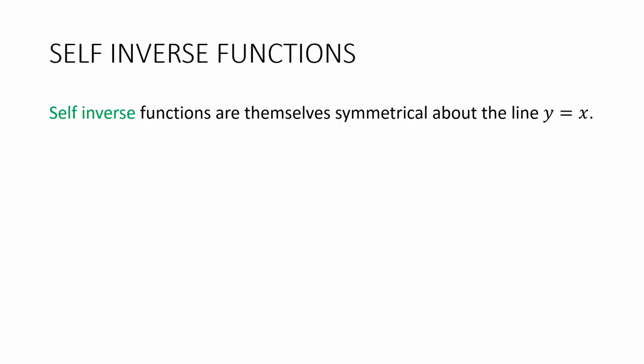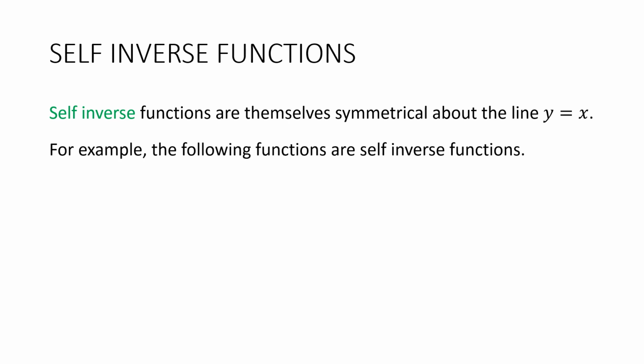And then finally, self-inverse functions. They are themselves symmetrical about the line y equals x. So if you do the inverse, you get the same function, if that makes sense. For example, the following functions are self-inverse functions: y equals 1 on x, and y equals x. There are two of them. And in these cases, the function will equal the inverse.